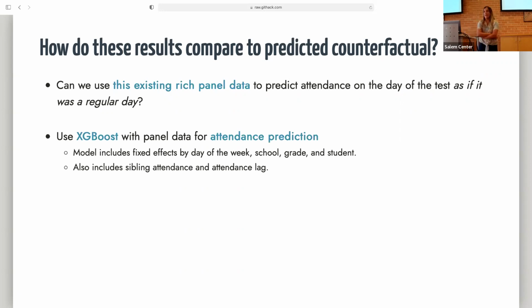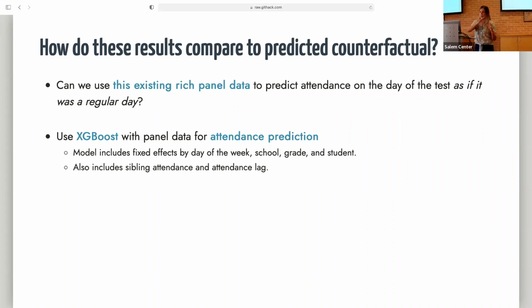So what we do is use extreme gradient boosting with this panel data to, again, predict attendance for the day of the test as if that test was not happening that day. So we're taking all the days up to the test and trying to use that to predict that other day, right? We're going to include fixed effects for the day of the week, right? School, grade, and also student. And we're also going to include whether the sibling is in another grade, that of course was not tested, right? And whether the sibling was in attendance that day at school or not, right? If both siblings are not attending, that might be an indication that something else is happening and not necessarily that this specific kid was skipping.